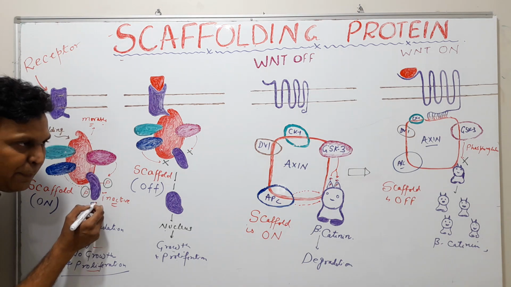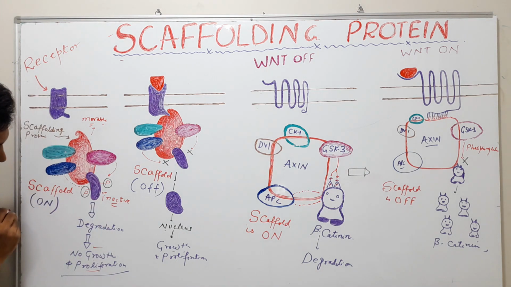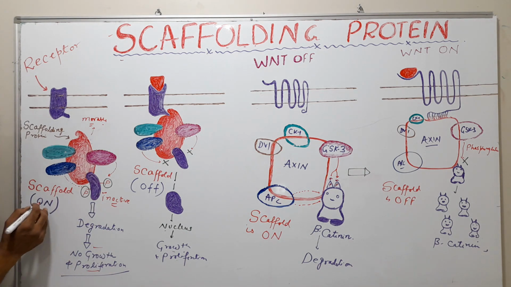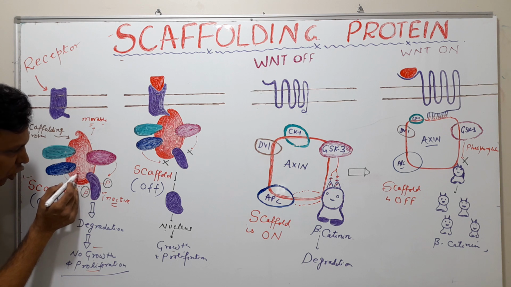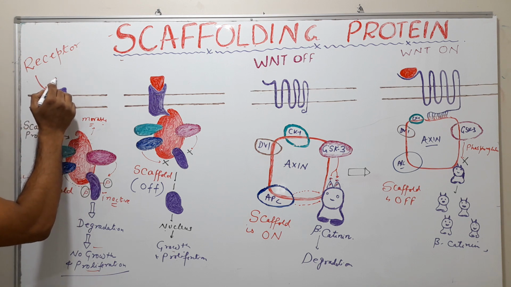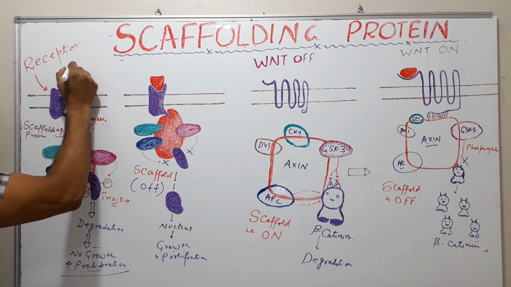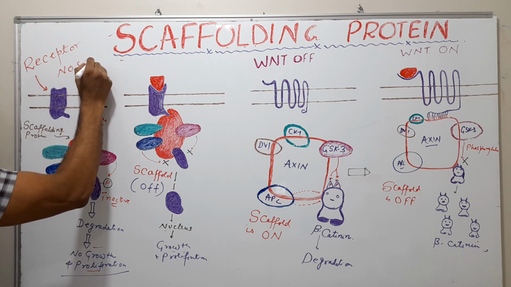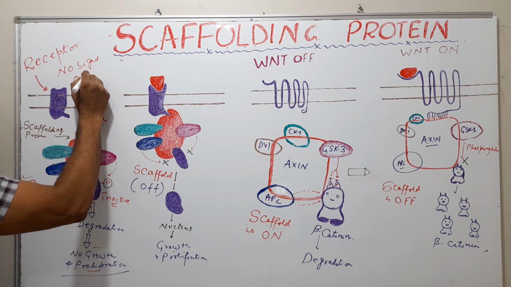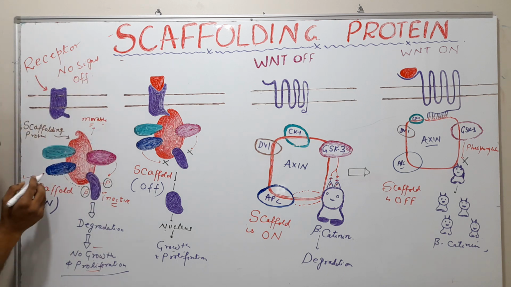It is kept inhibited, inactive. So we can say that here the scaffold is on, this protein is on, because in the absence of signal, there is no signal, the signal is off.